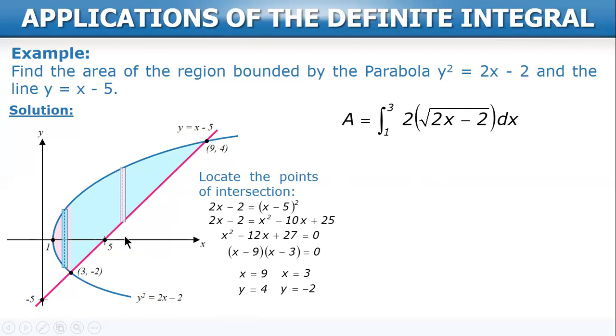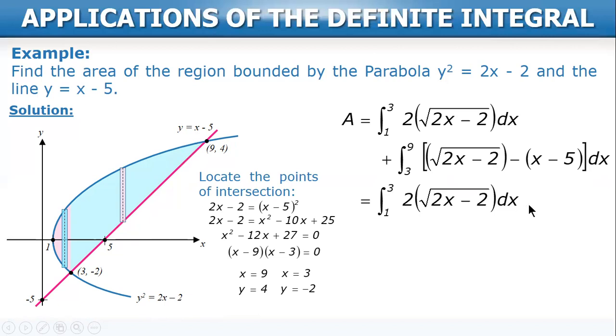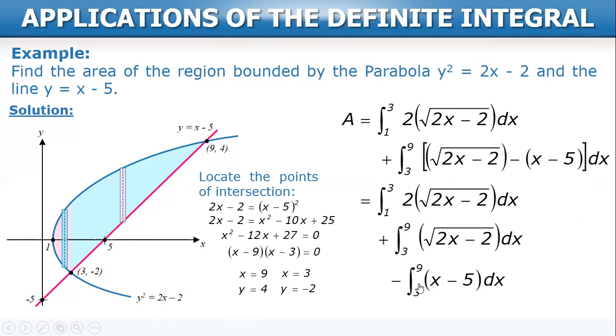And for the second integral, it's upper minus lower, parabola minus line. So y of parabola is square root of 2x minus 2 minus y of line. Ang sa line is x minus 5. Okay. So next is, we can separate the two terms. We have this first term, second term, and the third term is x minus 5.